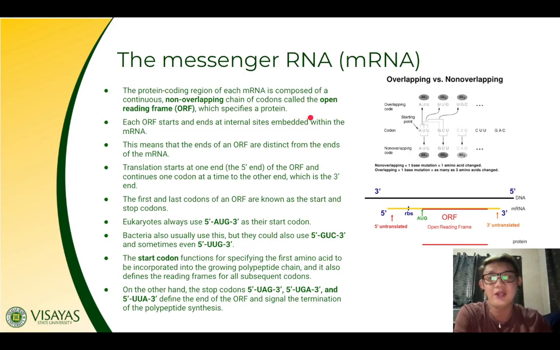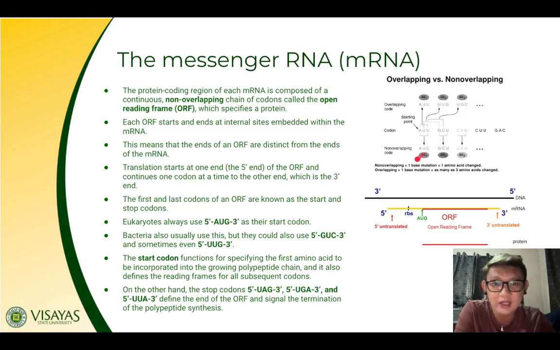The messenger RNA is the one that is produced after transcription. The protein coding region of each mRNA is composed of a continuous and non-overlapping chain of codons called the open reading frame, which specifies a protein. When we say non-overlapping, it means you don't read the bases over and over again; you just read them once. Here, for example, this is an overlapping code: AUU, and then UU is read again, UUG, and then UG is read again, UGC.